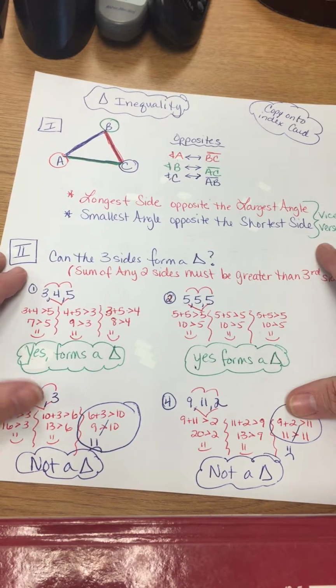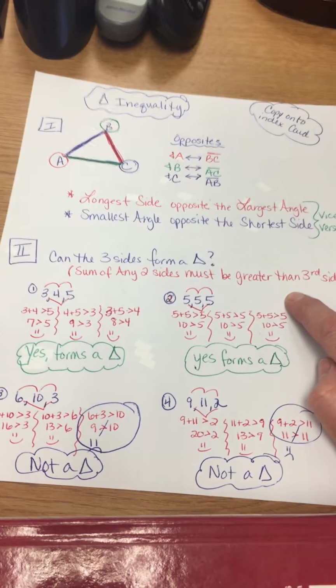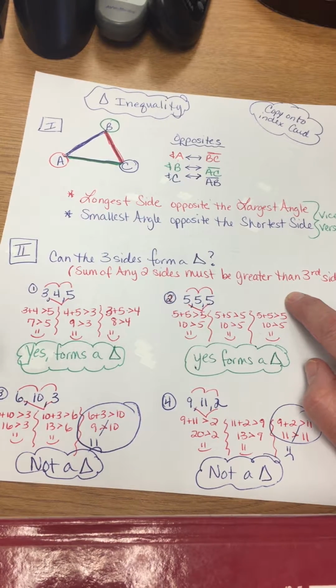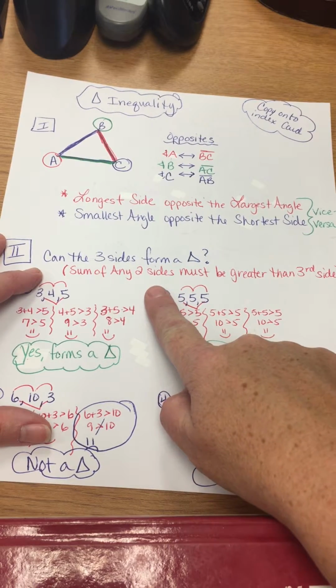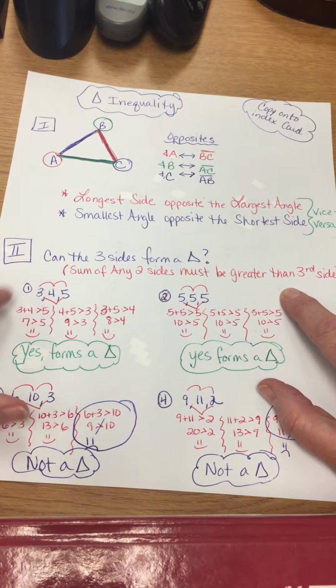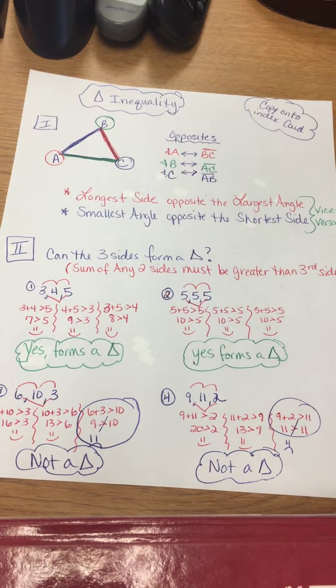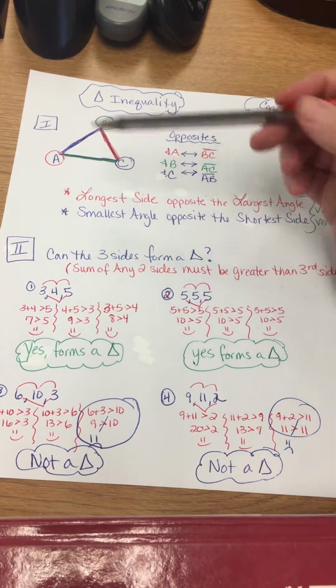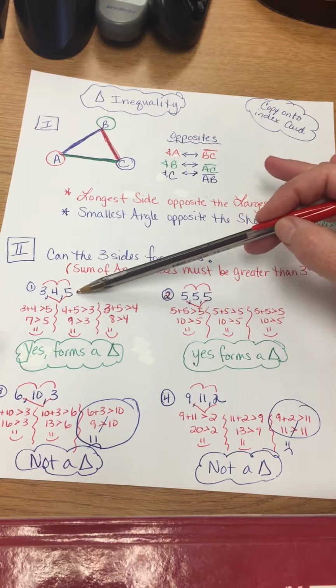So let's talk about a triangle. How can I figure out if three sides can form a triangle and fit together? Well, the rule is that you would take the sum of any two sides, and it must be greater than the third side. So we'll practice it on these four examples. Then there is a shortcut, so see if you can think about the shortcut.